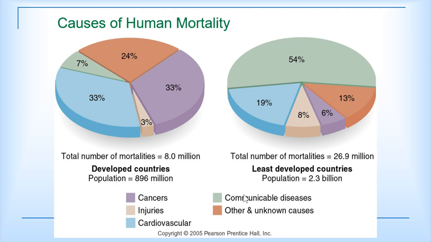All right, so causes of human mortality are different in developed versus developing countries. In developed countries, it's going to be stuff like cancer, injuries, cardiovascular disease. In the least developed, so developing countries, communicable diseases, hunger and malnutrition.